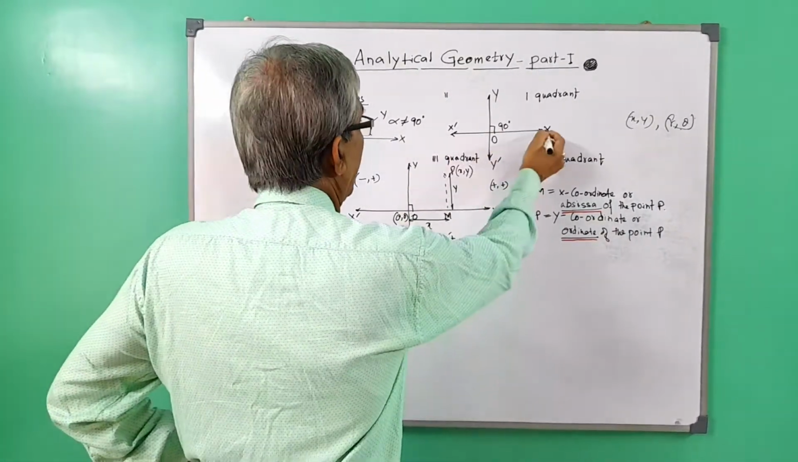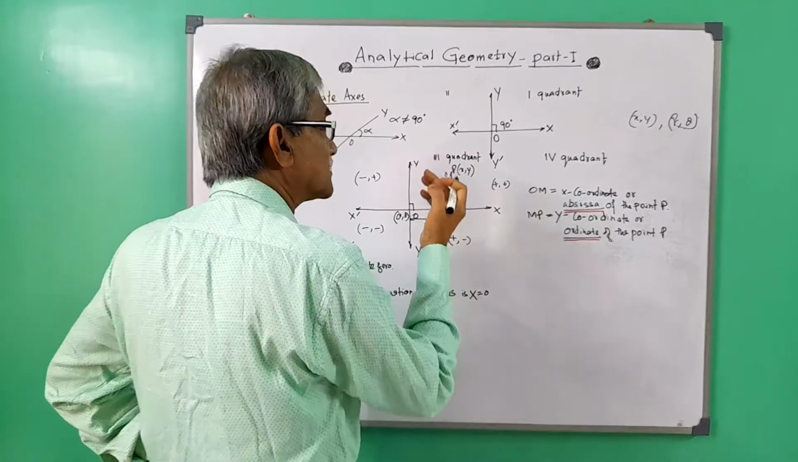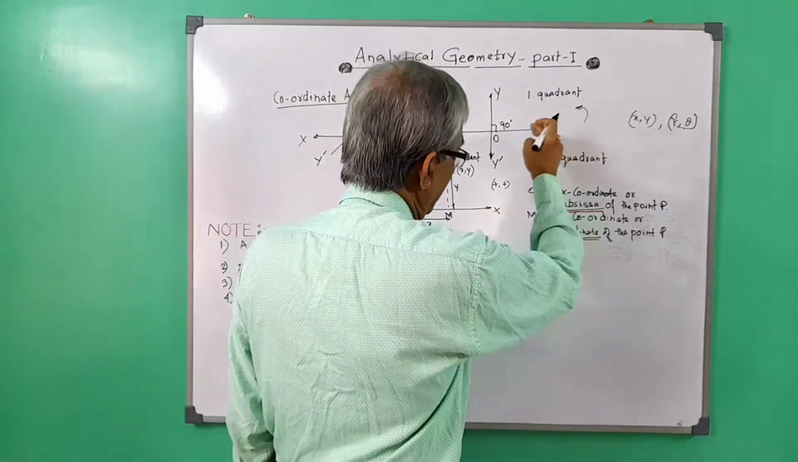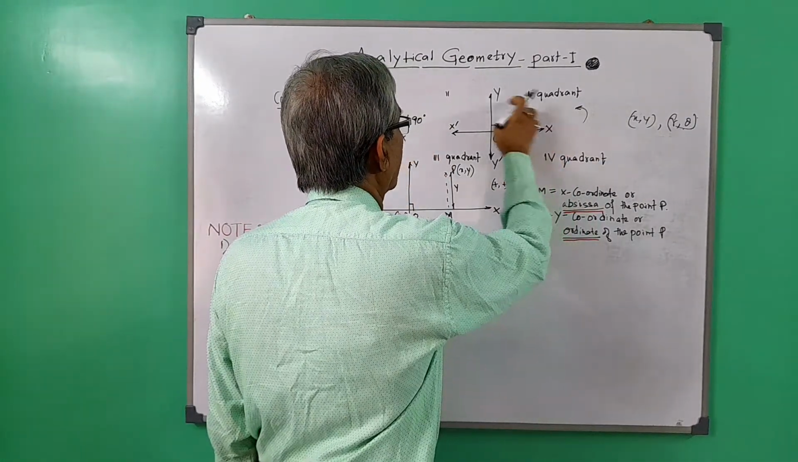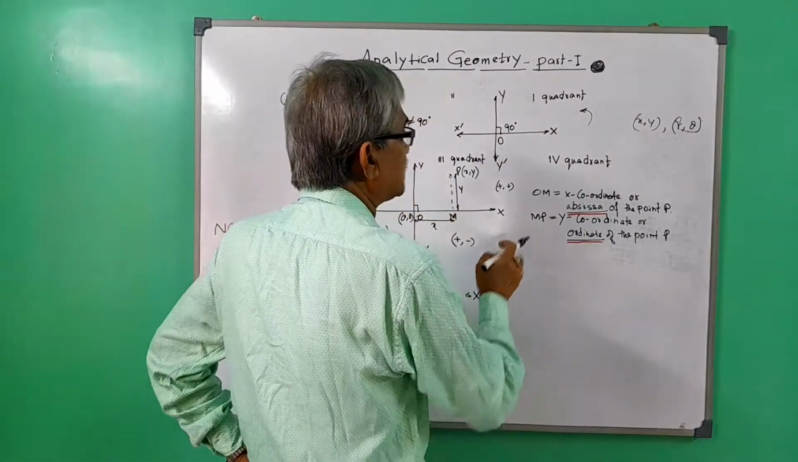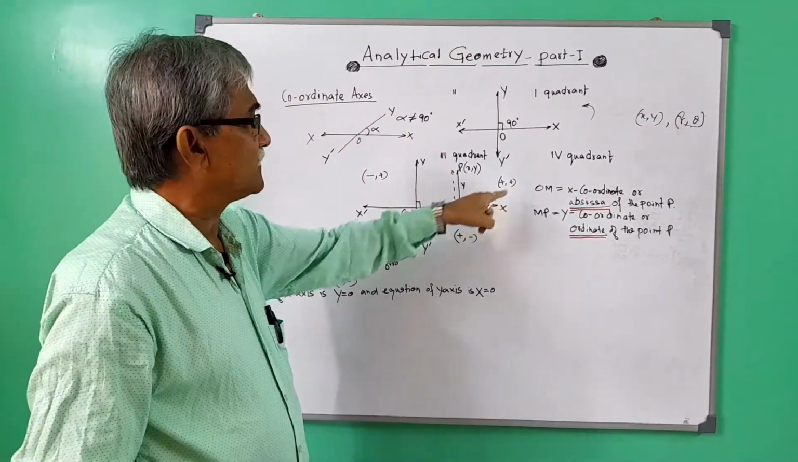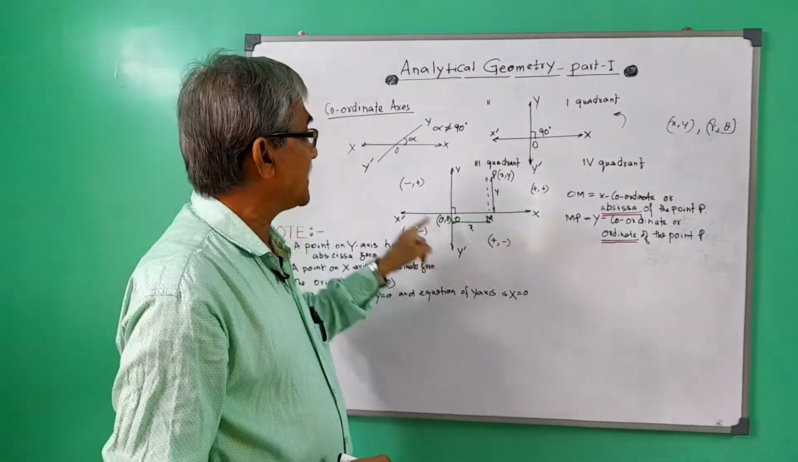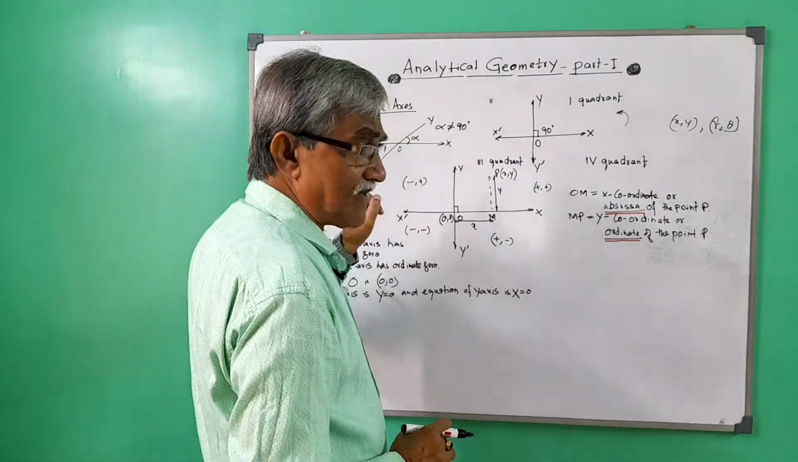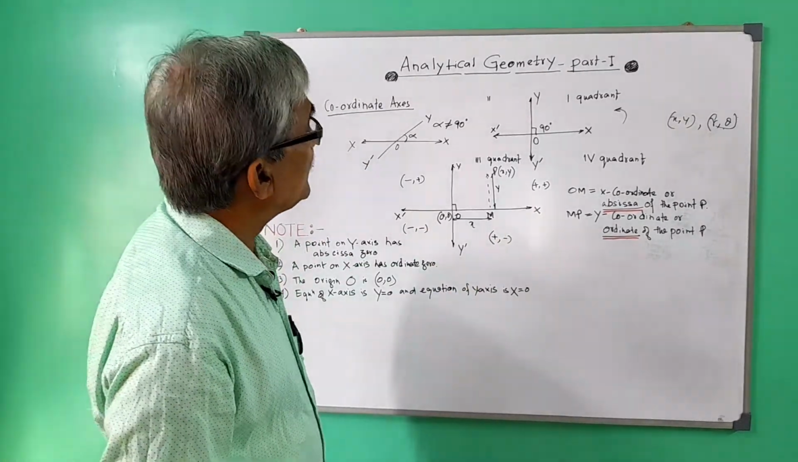So XOX' is called the x-axis, and YOY' is called the y-axis. And in the anti-clockwise direction, we name these quadrants as the first quadrant, second quadrant, third quadrant, and the fourth quadrant. There is an accepted convention of sign to place the points. For the first quadrant, x is plus and y is plus. For the second quadrant, x is minus, y is plus. For the third quadrant, x is minus and y is minus. And for the fourth quadrant, x is plus and y is minus.